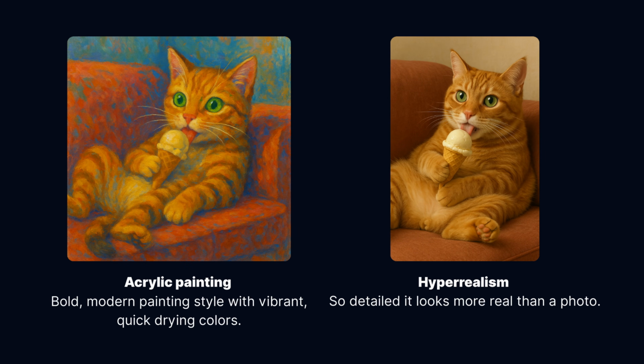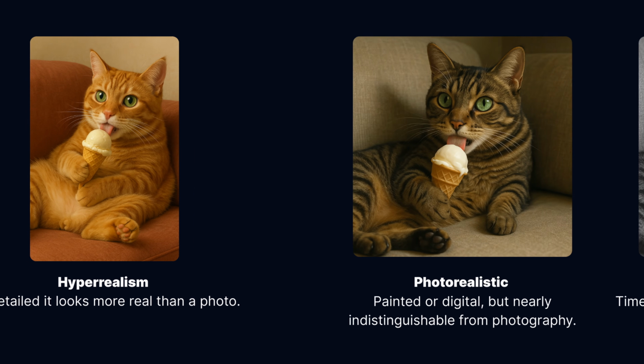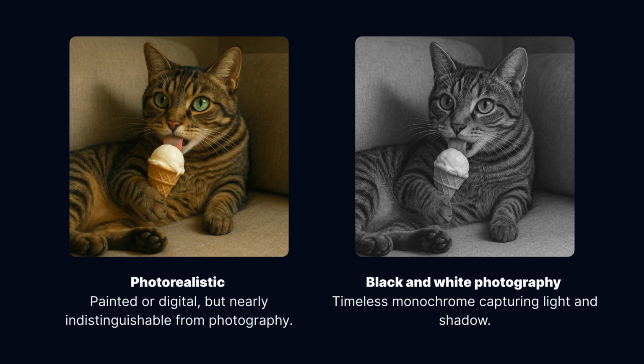Then we have acrylic painting, bold modern painting style with vibrant, quick-drying colors. And then of course hyperrealism, so detailed it looks more real than a photo. Next we have photorealistic, painted or digital, but nearly indistinguishable from photography. And then we have black and white photography, timeless monochrome capturing light and shadow.